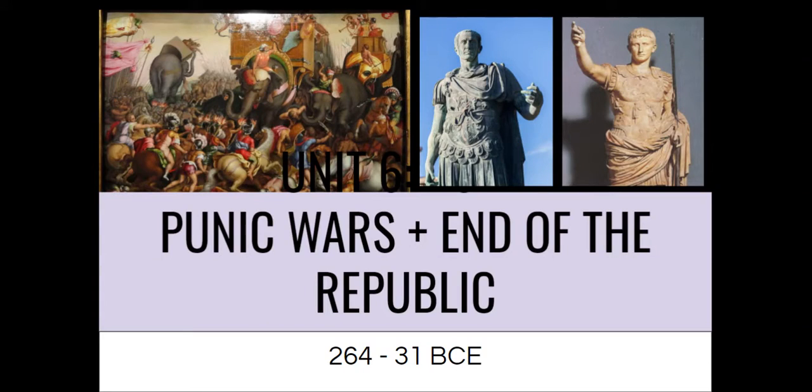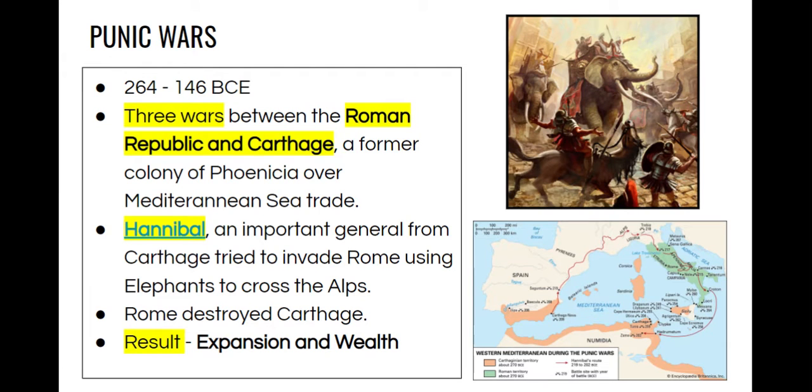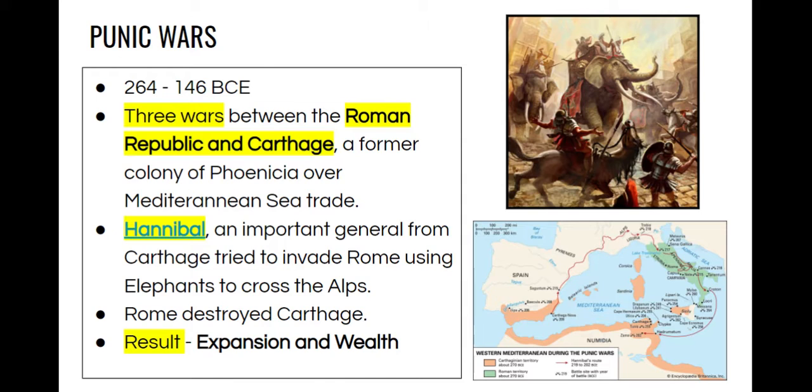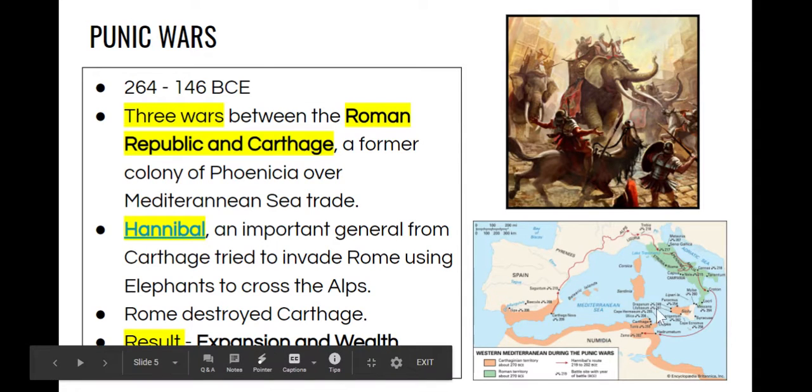In this video on ancient Rome, we're going to cover the Punic Wars and the end of the Republic time period. This is the years 264 to 31 BCE. The Punic Wars were a series of 3 wars fought between the Roman Republic and the city of Carthage, a former colony of Phoenicia down here in North Africa.